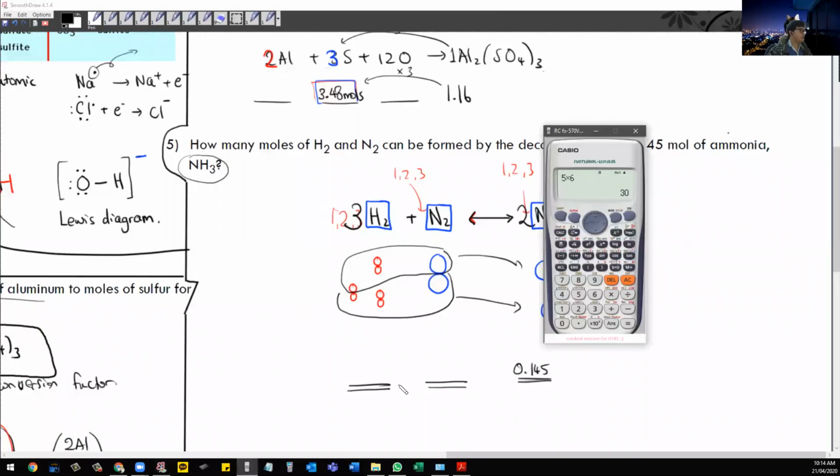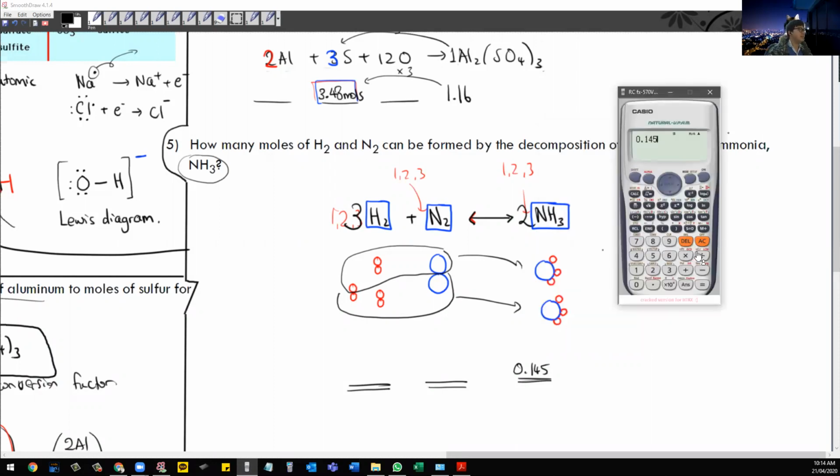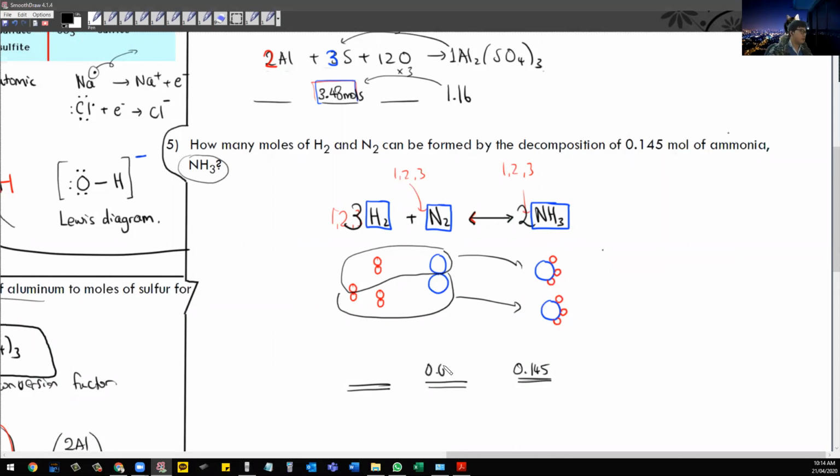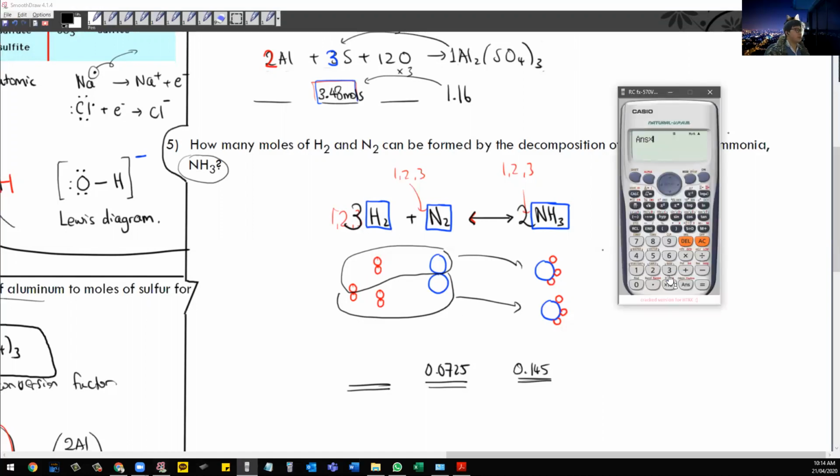Very nice. So, just got to do very simple. 0.145 divided by 2 times by 1. Then you get 0.0725. That's right, 0.0725. And this one would be that one times by 3, right? So I can just take that number and then times by 3. So 0.2175.